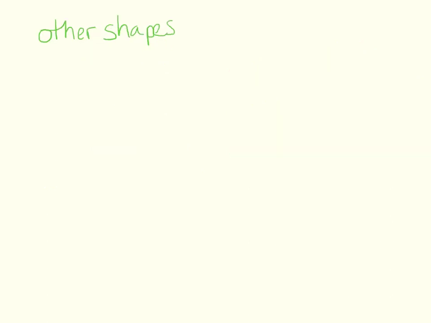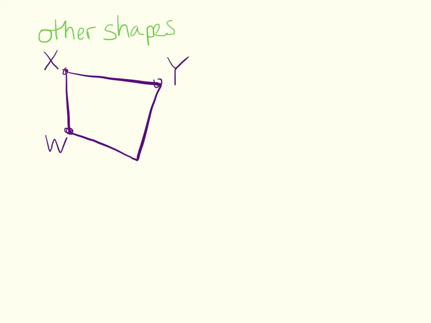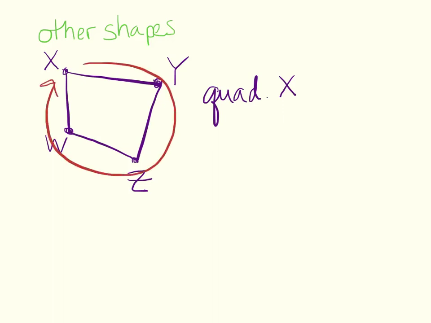We have other shapes, and this doesn't have the same rule as a triangle. So if I had a quadrilateral of any kind, W, X, Y, Z, I would name the shape, so I might say quadrilateral, I could abbreviate it. And then I pick any letter to start with, so I'm going to start with X. And what I need to do is go clockwise and label the letters. So X, Y, Z, W. I could have started with any letter. I could have started at Z. It would have been Z, W, X, Y.